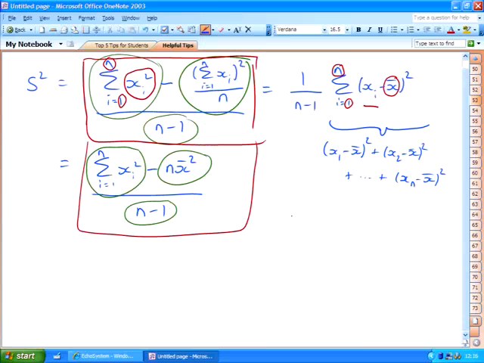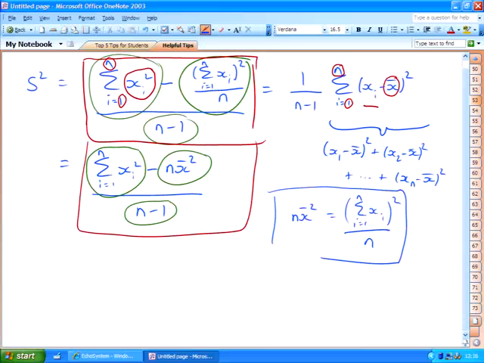that is, n x bar squared must be equal to the sum of the xi, i equals 1 to n, all squared divided by n. So as an exercise, see if you can work out why this result holds. As a hint, think of multiplying the right-hand side by n over n. So you're just multiplying by 1, so the right-hand side remains unchanged. But have a play around with that and see how it works.